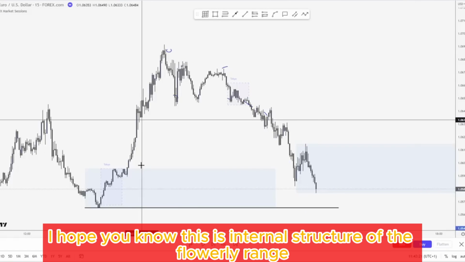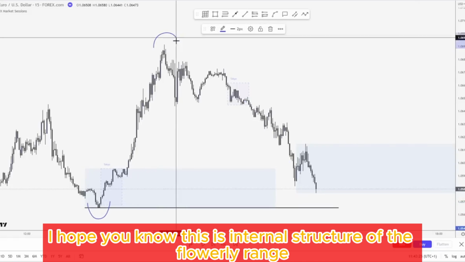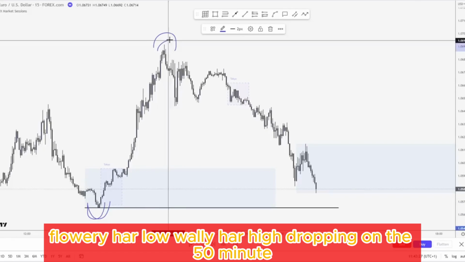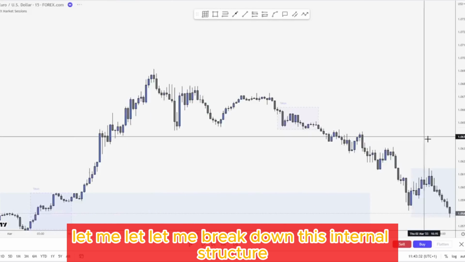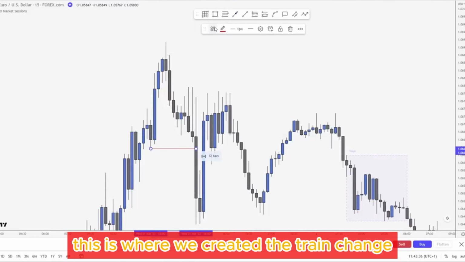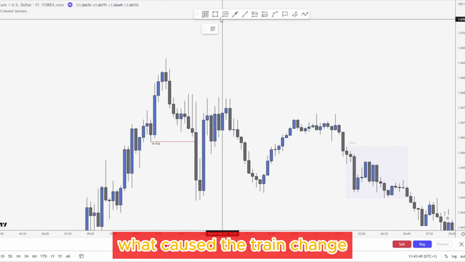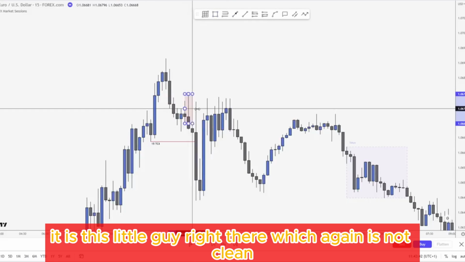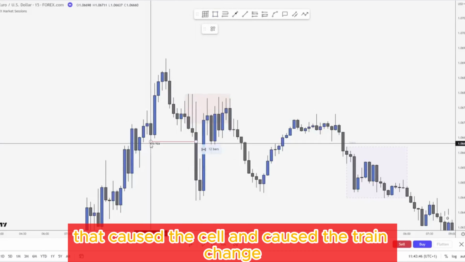I hope you know this is internal structure of the 4 hourly range. 4 hourly high, low, 4 hourly high, dropping on the 15-minute. Let me break down this internal structure. It could be a good lesson. On the 50-minute, this is where we created the trend change. What caused the trend change? It is this little guy right there, which again is not clean, but this is the last buy that caused the sell and caused the trend change.